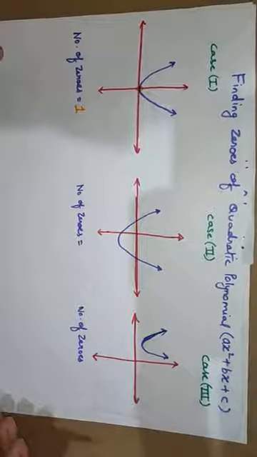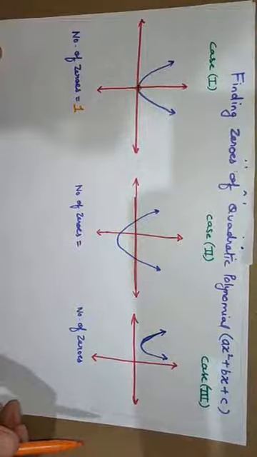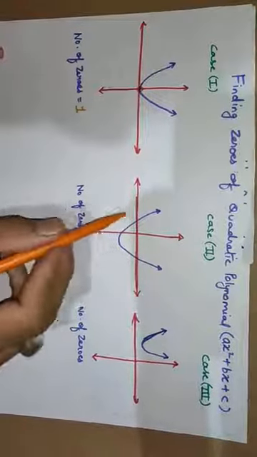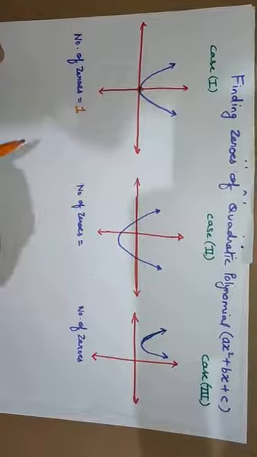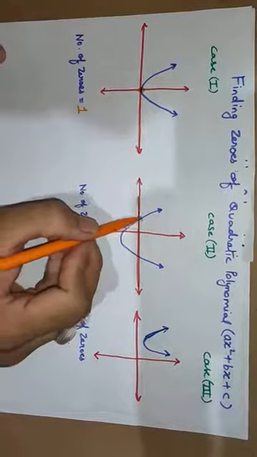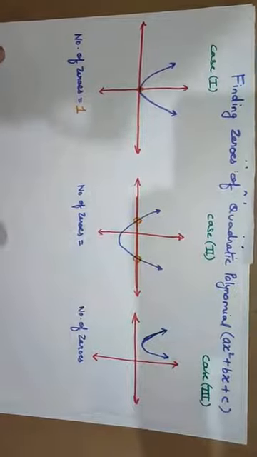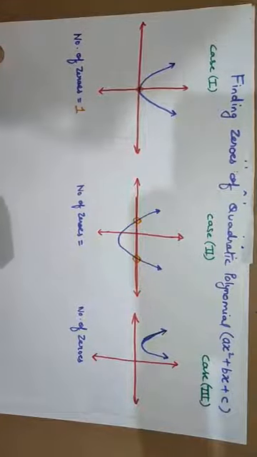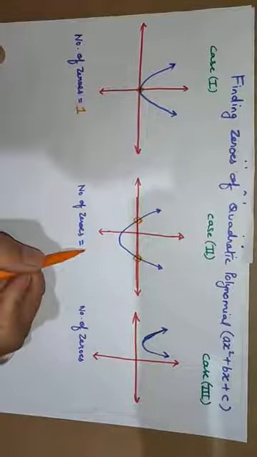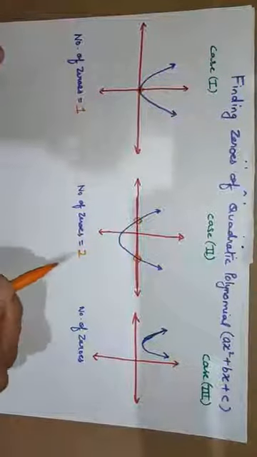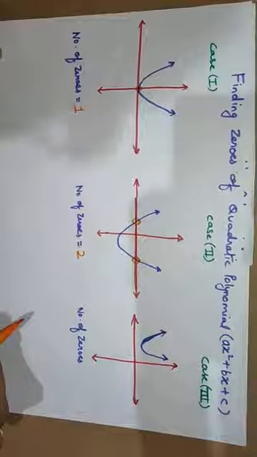Now here in the second case you can see the curve is cutting the x-axis at 2 points. First this point, second this point. So number of times cutting is 2. So I can write it as number of zeros equals 2.